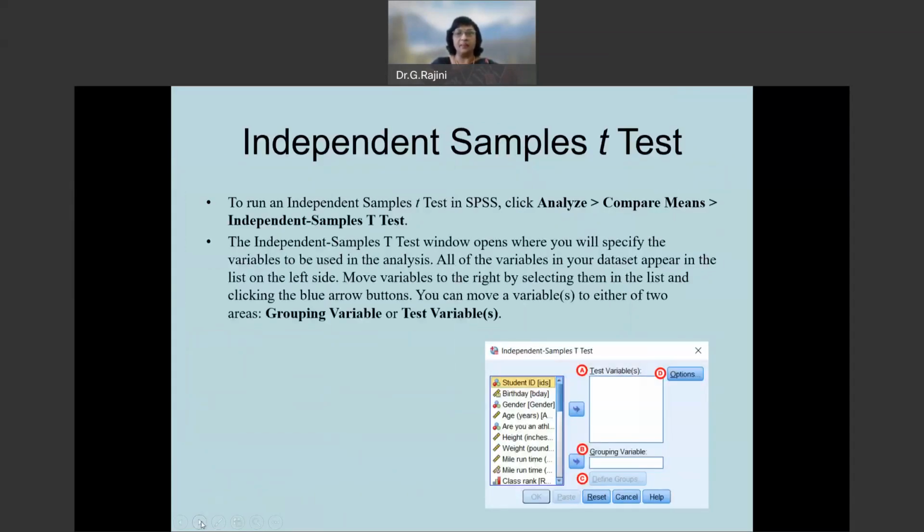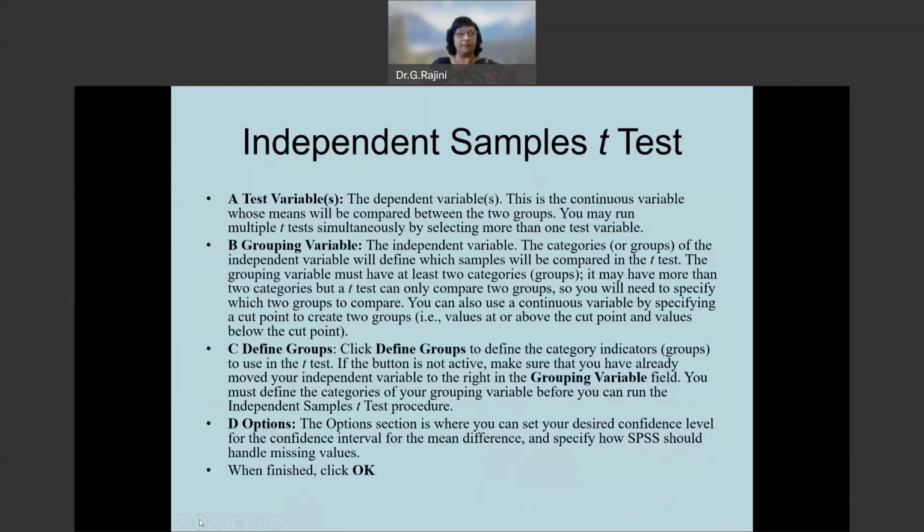Then comes the independent sample t-test. I told you, for small samples, less than 30, we can use the t-test. The independent sample t-test window opens where you specify the variables to be used in the analysis. All the variables in the data set appear in the list on the left side. You move the variables to the right side by selecting them into the test variables or the grouping variable, and then you click the button. When you click the button, then everything is finished.